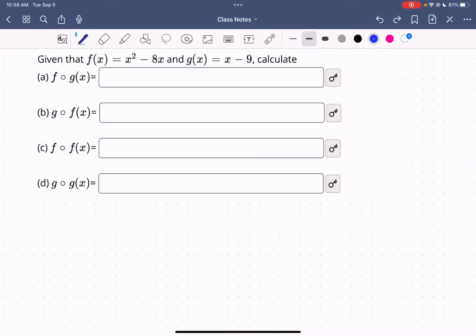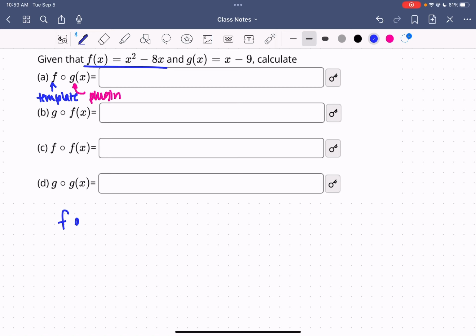Given that f of x equals x squared minus 8x and g of x equals x minus 9, we're going to calculate 4 compositions. First, we need to remember, what does it mean when we compose two things together? Well, your f is going to be your template, or in this case, the first letter is your template. Your second letter is what you plug into that template. So if f is our template, we're going to use our f equation here, and we're going to rewrite it.